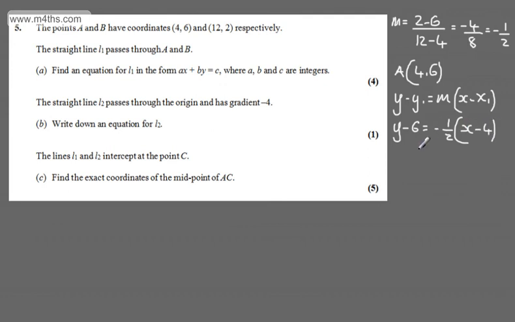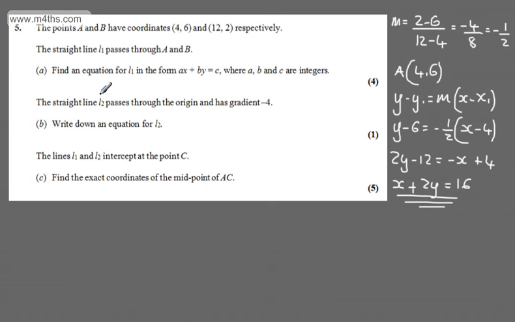Multiplying both sides of the equation by 2, we've got 2y - 12, expanding the brackets on the right, -x + 4. I'm going to add x to both sides, so I've got x + 2y, and I'm going to add 12 to both sides, and that will give me x + 2y = 16. So the value of a is going to be 1, the value of b is going to be 2, and the value of c is going to be 16.